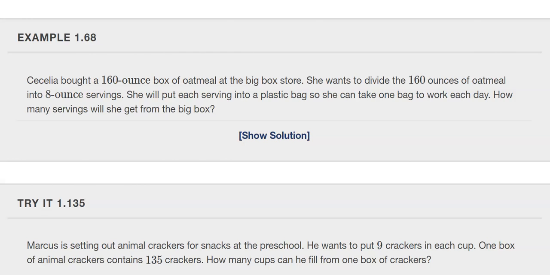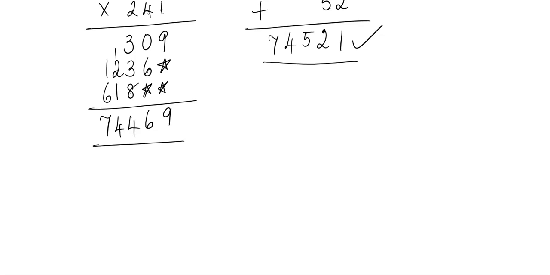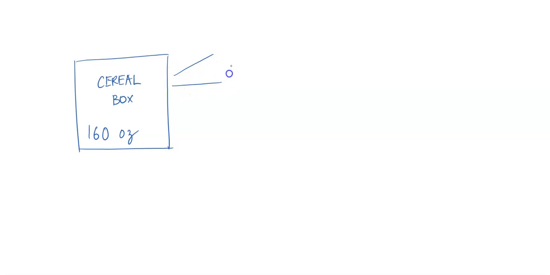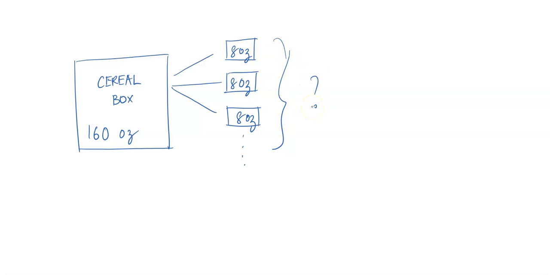So if you figure this out, there are ways you can visualize this. I'm not an artist, you'll know that very soon when I start drawing. Okay, so we have the cereal box, and it says 160 ounces, right? This is how it says. And she wants to break this into smaller packets. Okay, 8 ounce, 8 ounce, and so on. And we're saying, how many such packets will she have to break this into?